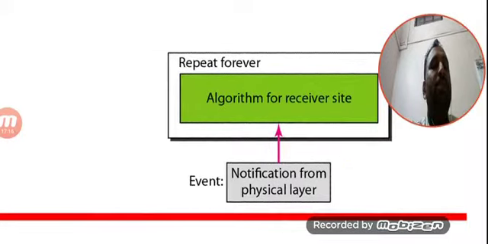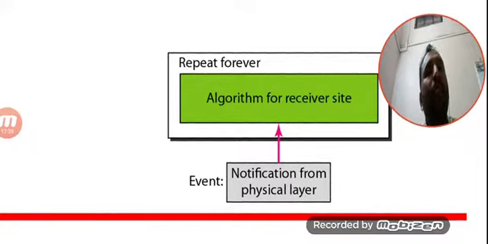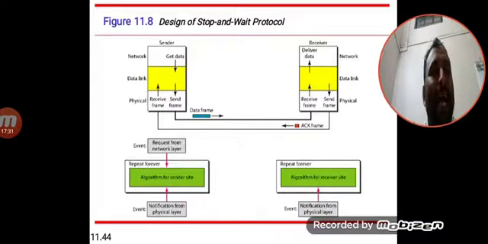On the receiver side, the events that occur are the same. It will just wait for the notification from the physical layer. It will wait until the frame is received, and once the frame is received, it will accept that particular frame, extract the data, and then hand over the data to the network layer. So this is how a stop and wait protocol works.